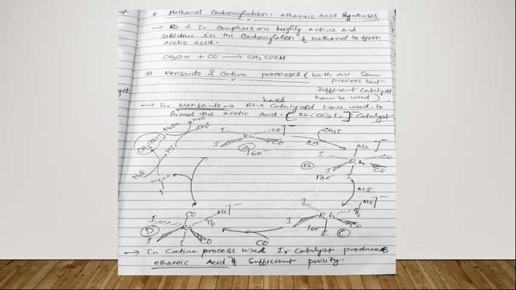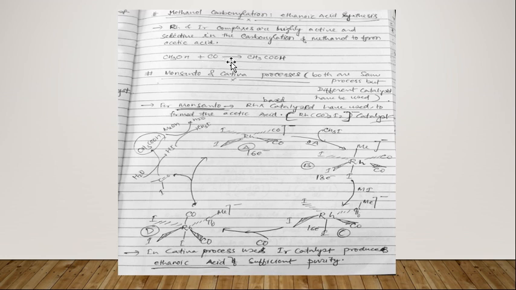Okay. Now we came to the last PPT, the last slides. In these slides, we discuss methanol carbonylation, ethanoic acid synthesis. So here basically they have used catalysts. The rhodium and iridium complexes are highly active and selective in the carbonylation of methanol to form acetic acid. So here the methanol reacts with carbonyl to form acetic acid.